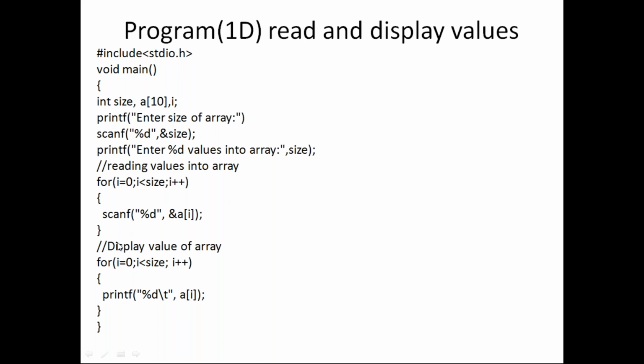Okay. Then finally, in the same way, instead of scanf for reading, we can display the values on the screen. So the same logic, but instead of scanf, we give printf, and \t is for the tab space between the values that we are going to display. So a of 0, a of 1, a of 2, a of 3, and so on, until the condition becomes false. So this is how we display the values of a one-dimensional array.